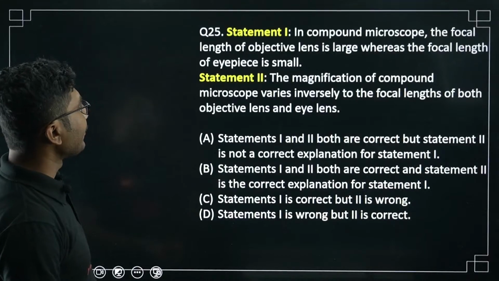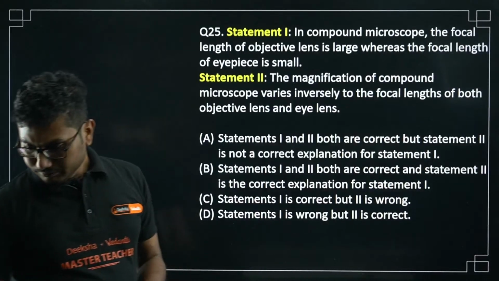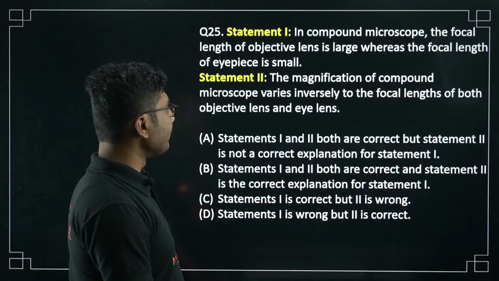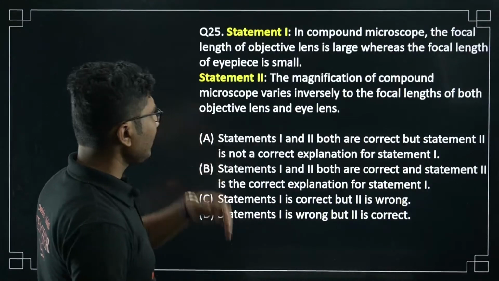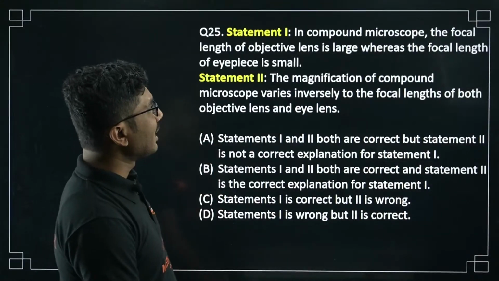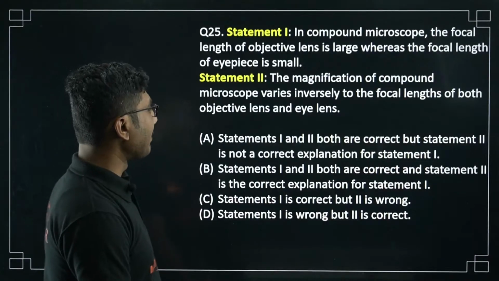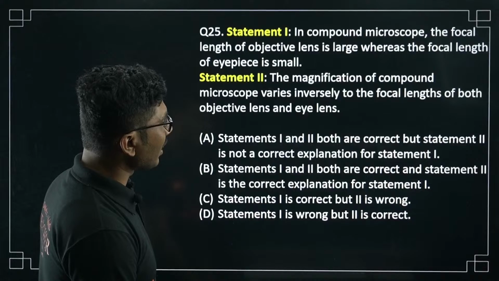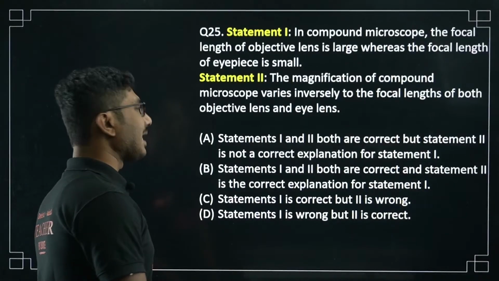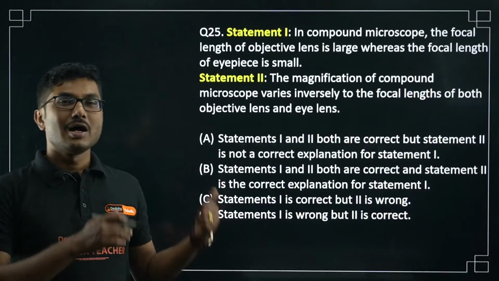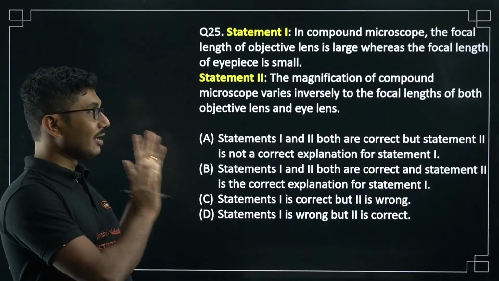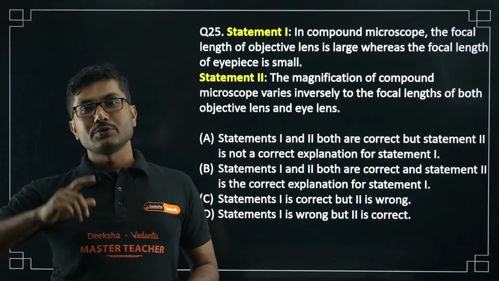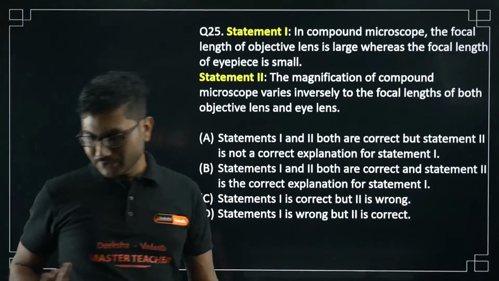Let's see question number 25. In compound microscope, the focal length of objective lens is large, whereas focal length of the eyepiece is small. The magnification of compound microscope varies inversely to the focal length of both the objective lens and eye lens. Now let's see. I have solved this question. The reasoning behind this question is answered in one of the previous MCQs. So if you have seen that MCQ, you can answer this question.